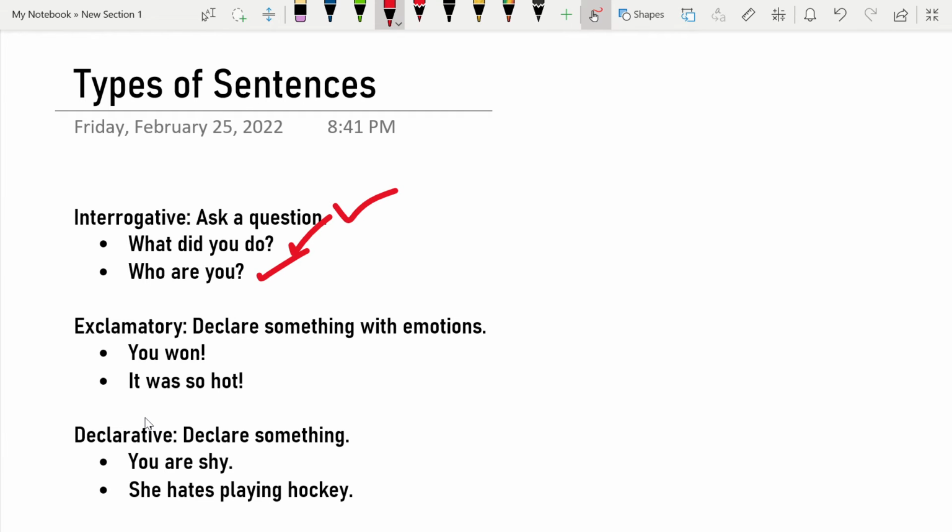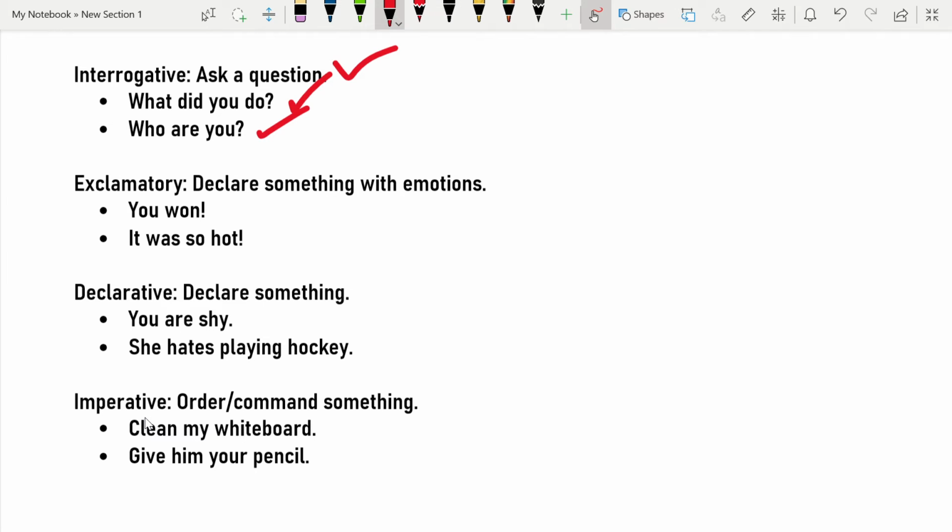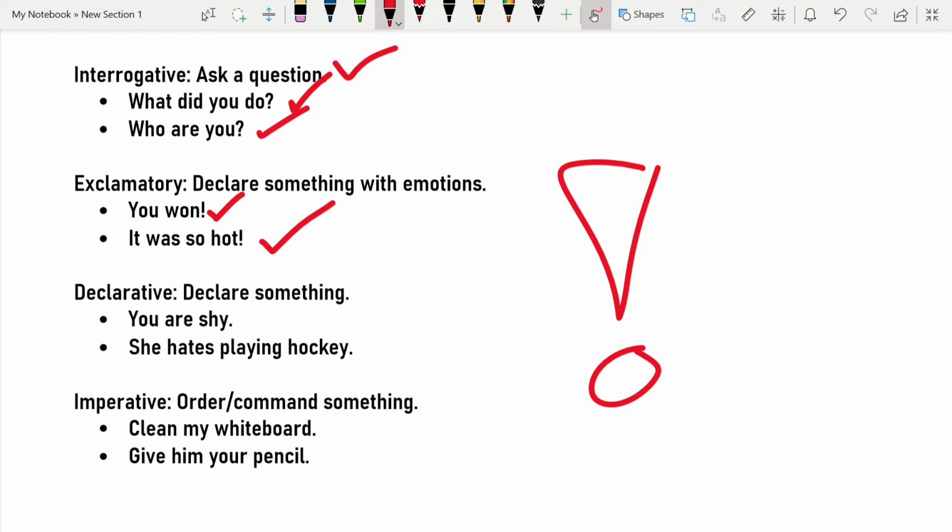Then the second one is exclamatory, which declares something with emotions. The first one is, you won! And the second one is, it was so hot! Now, as you can already see, they both have exclamation marks. Now, what are exclamation marks? Exclamation marks tell when something is very exciting, like something is filled with emotion. It can be really, really sad. It can be really, really happy. Like you can say, "Oh no, we lost!" That can be exclamatory too.